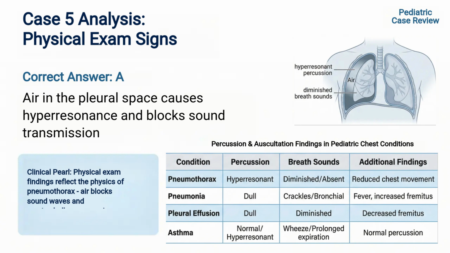In contrast, pleural effusion causes dull percussion with decreased fremitus. Pneumonia causes dull percussion with crackles. Asthma produces wheeze and prolonged expiration. These patterns are essential for differential diagnosis at the bedside.